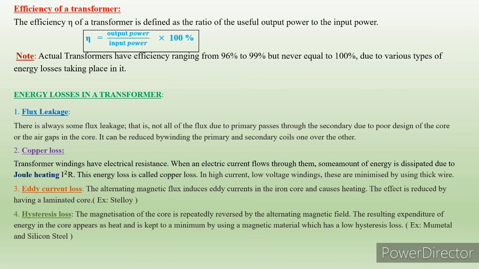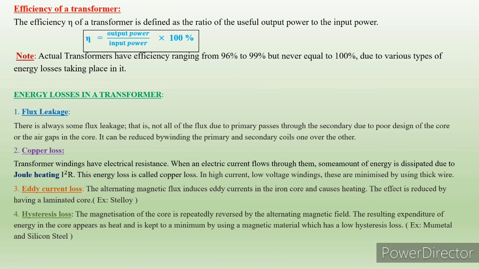2. Copper loss. Transformer windings have electrical resistance. When an electric current flows through them, some amount of energy is dissipated due to Joule heating, I square R. This energy loss is called copper loss. In high current, low voltage windings, these are minimized by using thick wire.